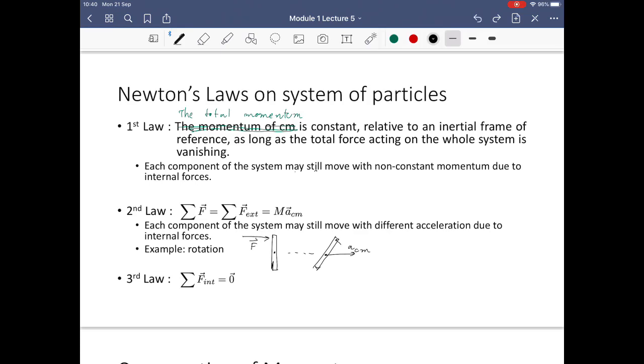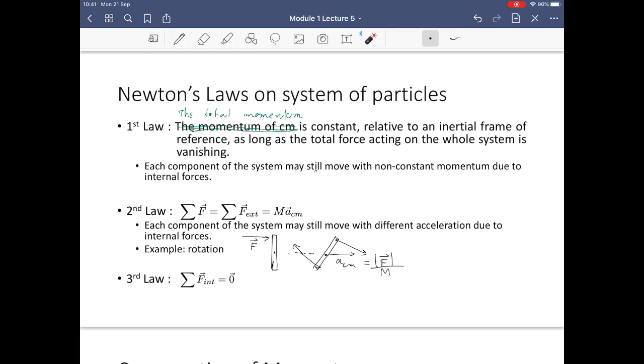Okay, to make it clear, let me change how I write it. So this guy will have different acceleration, this guy will have different acceleration, but the center of mass will have acceleration ACM, and this ACM will be equal to F, the force, divided by the mass.